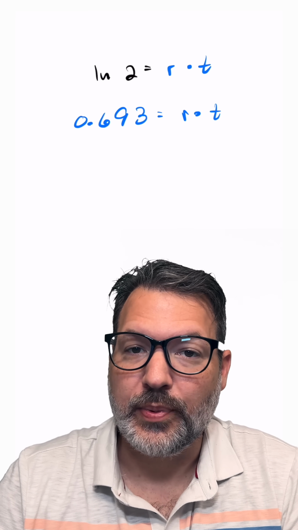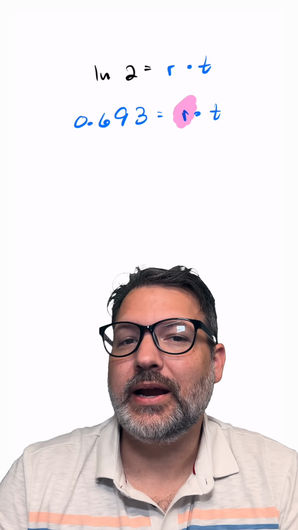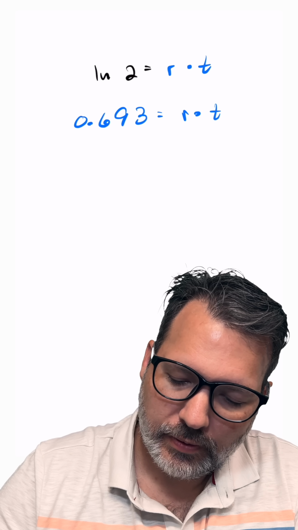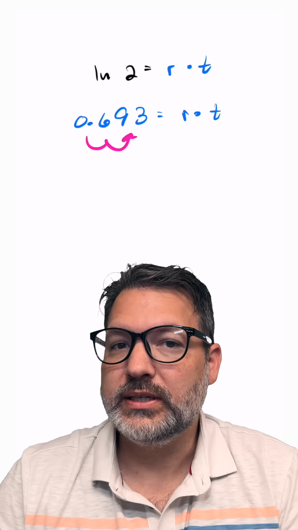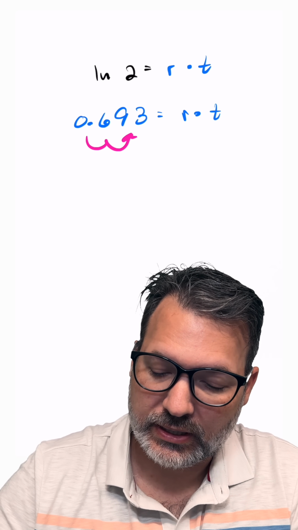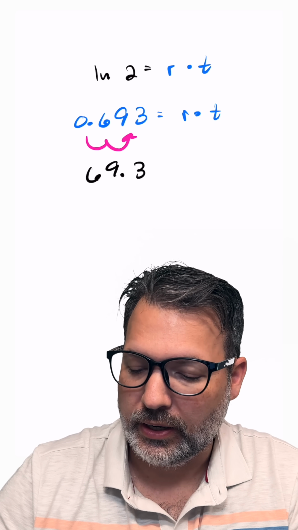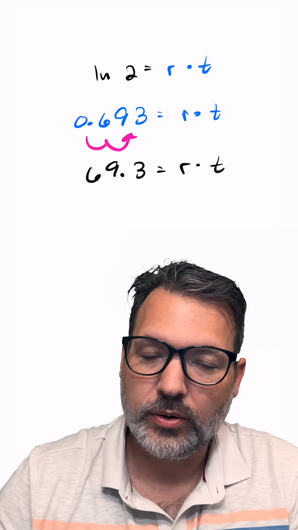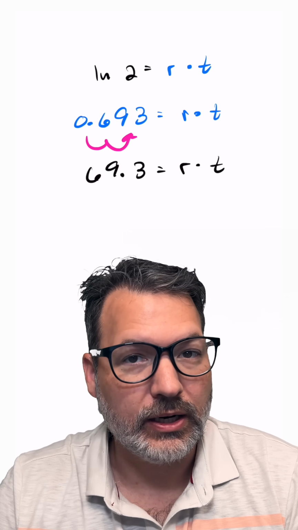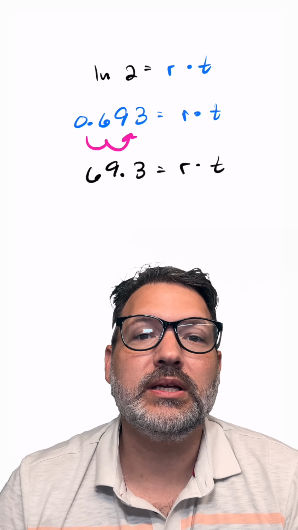and here's where the rule of 72 comes back into play. Since we're already expecting our interest rate to be some percentage, what we're going to do is move the decimal twice on this 0.693, and it gives us this product. 69.3 should be equal to the rate, stated as a number rather than a percentage, times the amount of time.